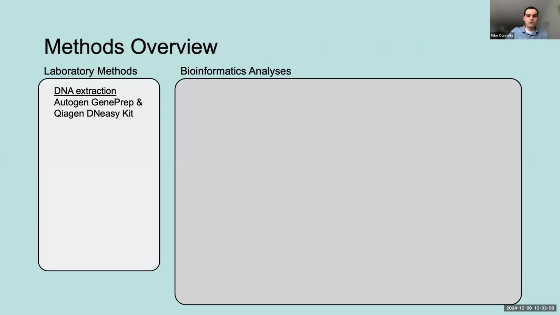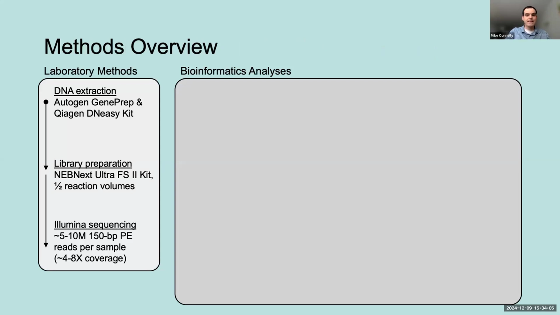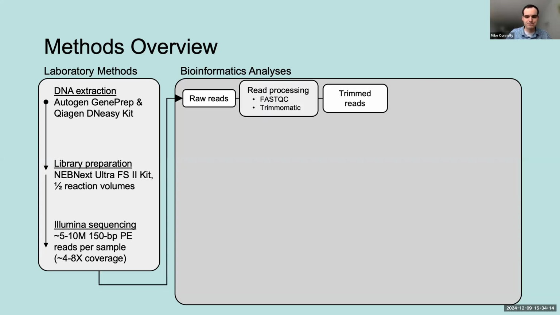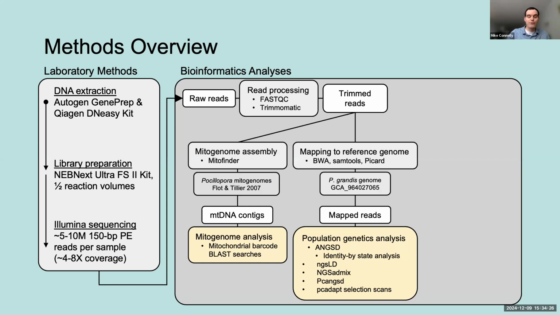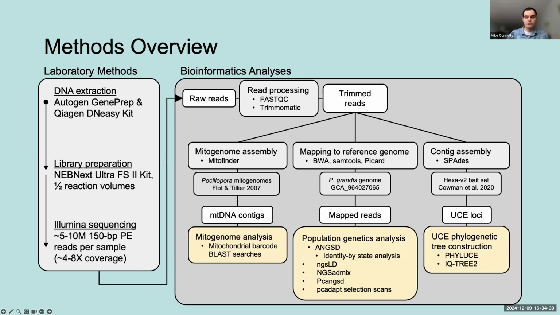So our laboratory methods included a DNA extraction and library preparation using a New England Biolabs kit, and then we sequenced these samples using Illumina short-read sequencing to a target depth of around 10,150 base pair paired-end reads per sample. I processed the reads from sequencing and ran downstream analyses to extract coral mitochondrial genomes and a key diagnostic species barcode, map reads to a Pocillopora reference genome and called genome-wide SNPs for use in population genetics analyses, and then lastly, assemble contigs using SPAdes to extract these UCE loci for multiple sequence alignment and phylogenetic tree construction.